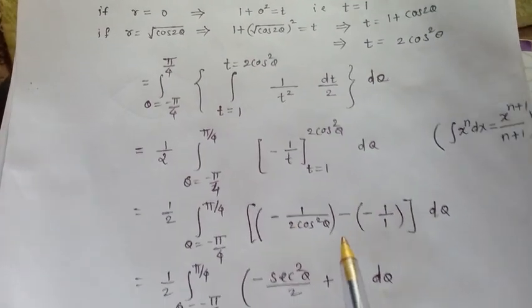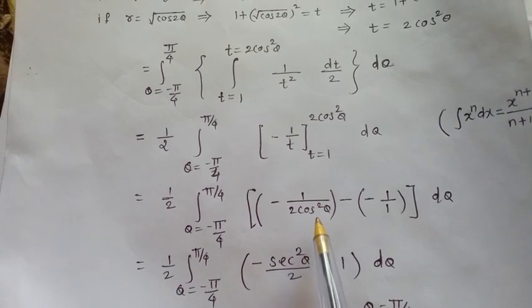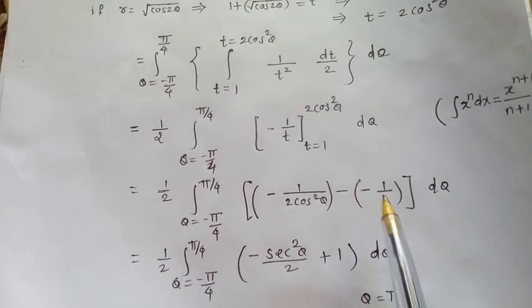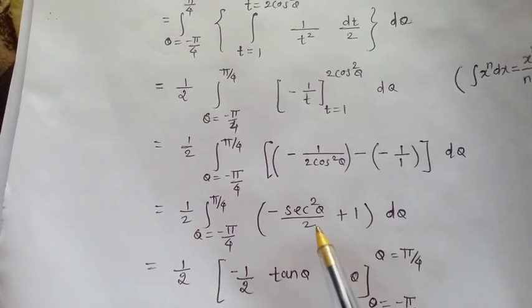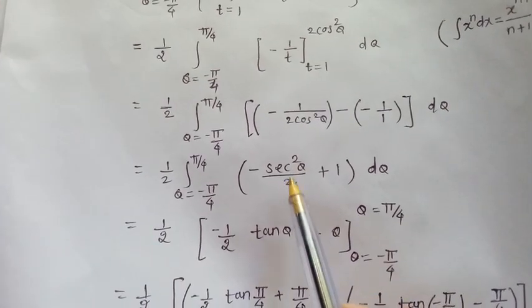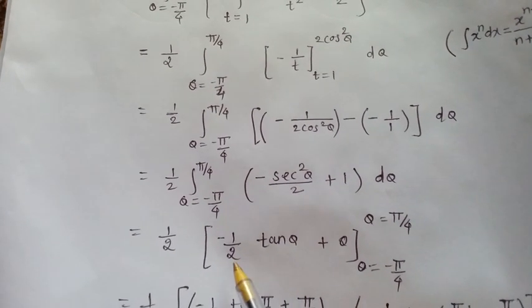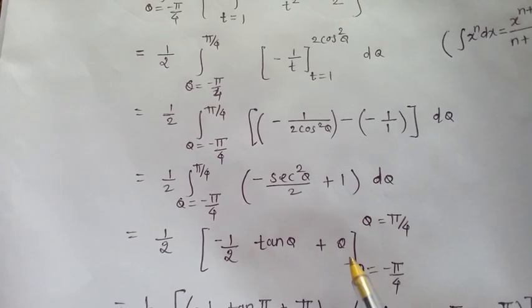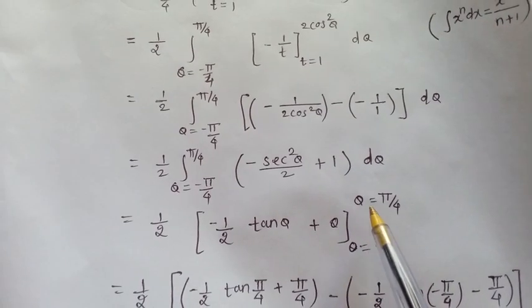After simplifying this we get minus sec square theta, that is 1 upon cos square theta, upon 2 as it is, plus 1, since minus minus is plus. Now we have to take the integration of this term. We know the integration of sec square theta is tan theta, with minus 1 by 2 as it is, and the integration of 1, that is the integration of a constant, is theta. After taking the integral, we put the upper and lower limits.